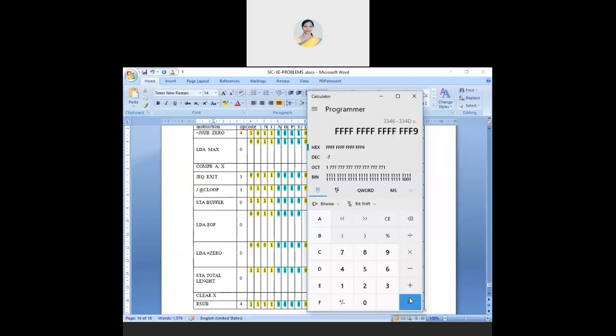What is the range of base relative addressing? Can somebody tell me? 0 to 4095. What is this value? Minus 7. Do you get minus 7 in base relative? No, ma'am. Fine. Then what is the next priority? Extended. Okay. Please be careful. You have to be very careful with these things. I hope you understood, all of you.